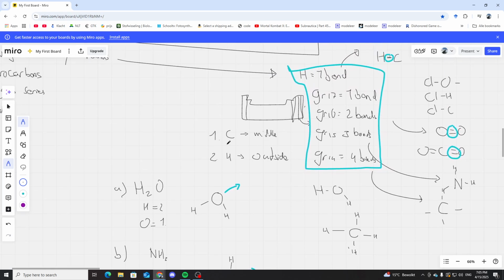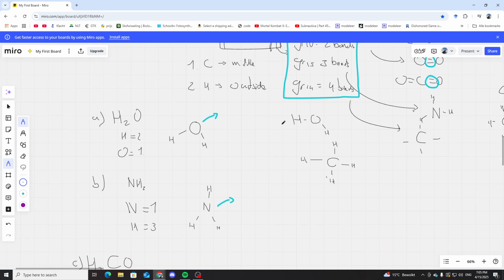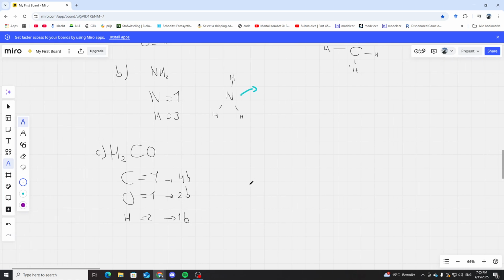Then I look at my rules. Okay. C is going to be in the middle, H on the outside, and I know the amount of bonds that everyone wants. C is going to want 4 bonds. O is going to want 2 bonds. H is going to want just 1 little bond. And C is going to be placed in the middle. So I'll just draw C.